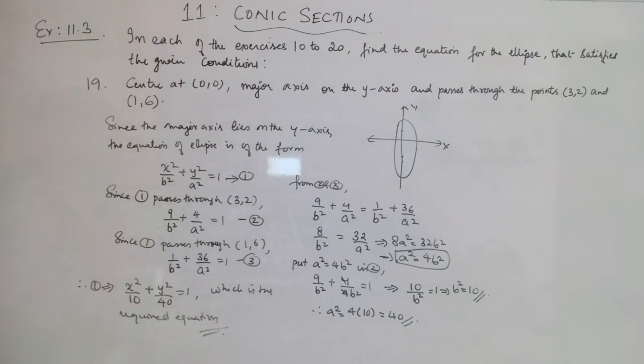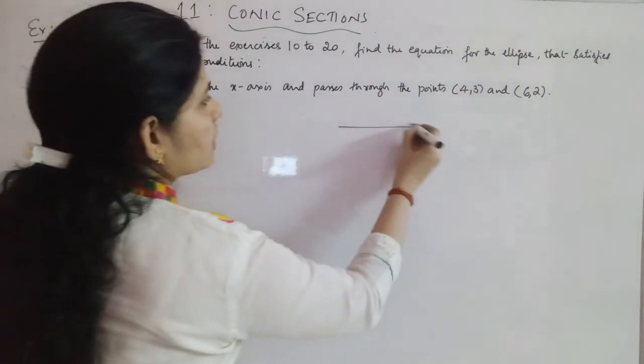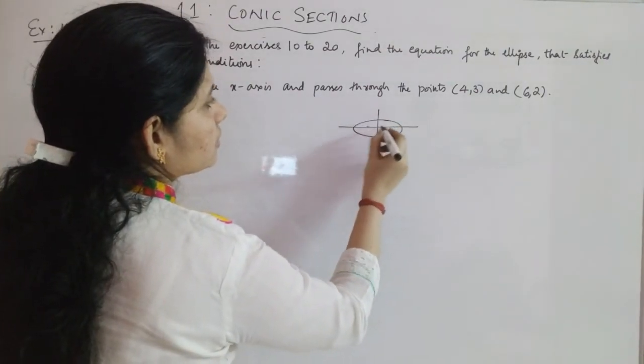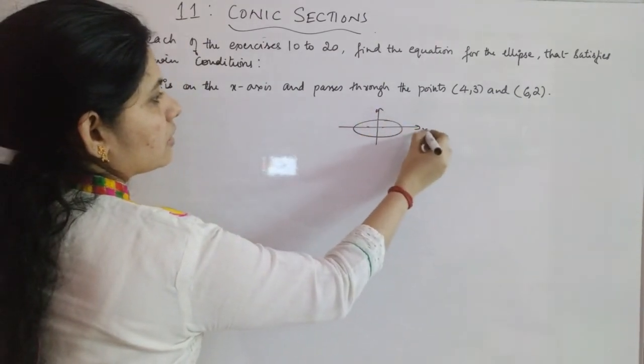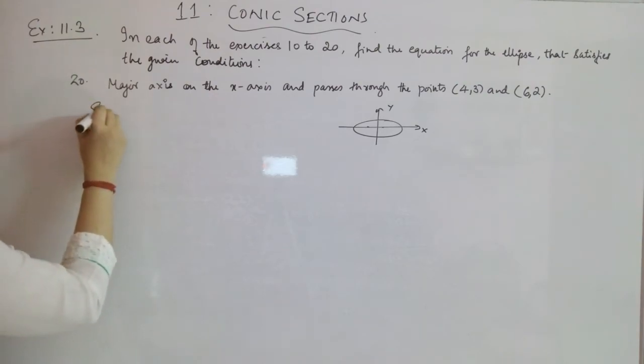Okay. Question number 20 is, major axis is on the x-axis and passes through the points (4, 3) and (6, 2). So, again major axis on the x-axis means the figure will be like this. Okay. That means it is on the x-axis. Therefore, the form will be x square by a square plus y square by b square equal to 1.